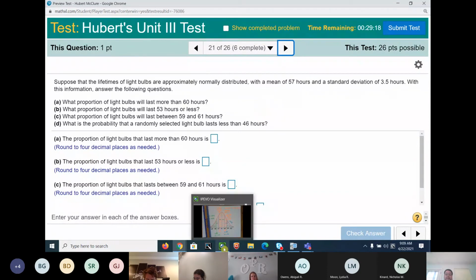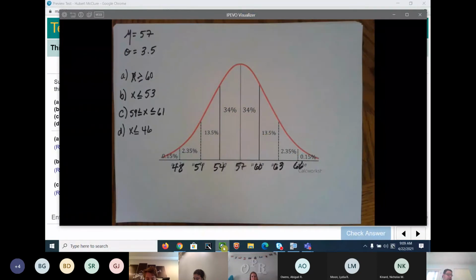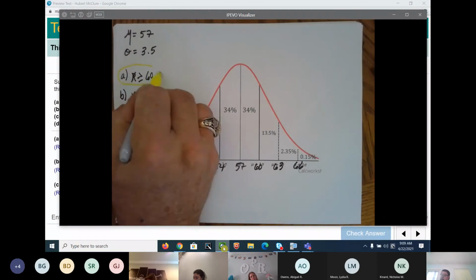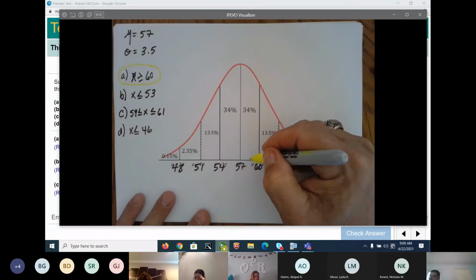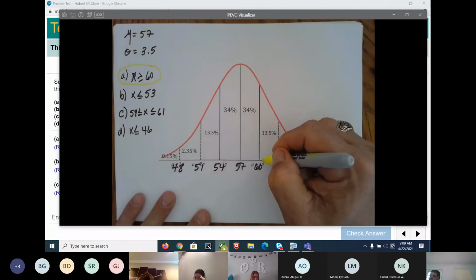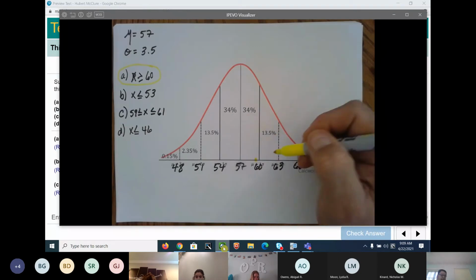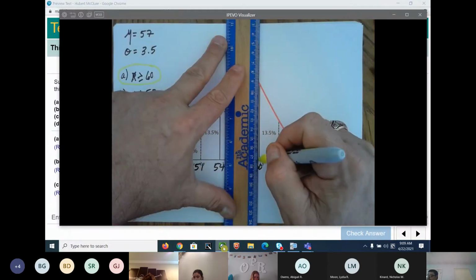Okay, so here's my drawing. And we're going to do 60 in yellow. So 60 would be right in here. Actually 63.5, 60 would be right in here because that'd be 60.5. So right in here probably is 60. But I'm going to mark it right here.